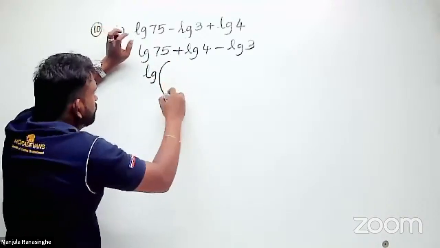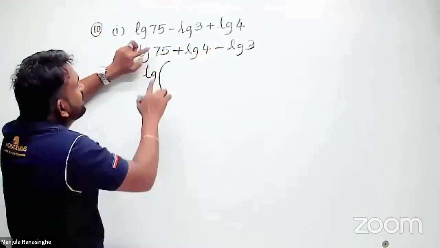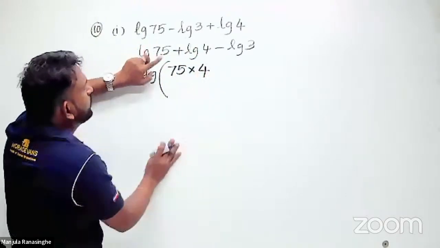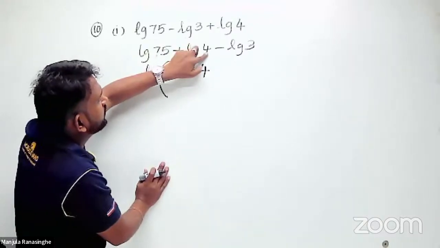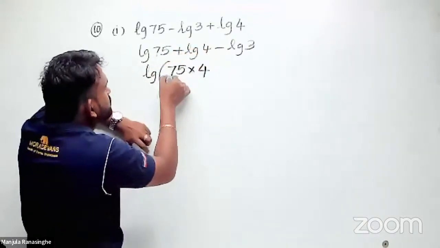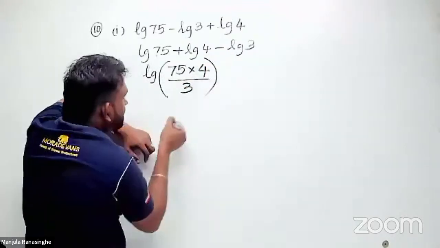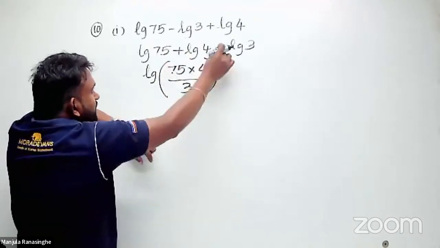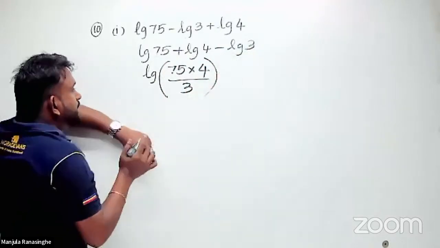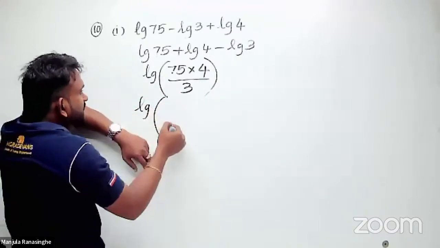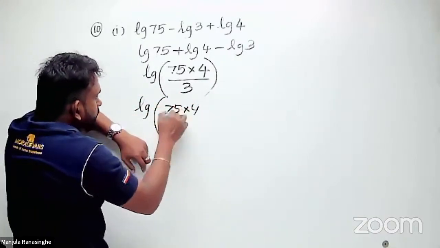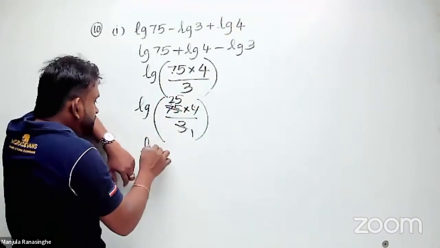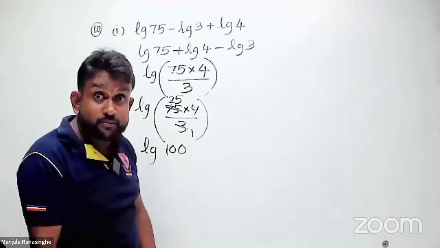Now you know that all are lg to the same base. Then addition of these two, I can multiply the value 75 into 4. Addition is a multiplication and subtraction is a division. Then I write the division by 3 at once. Now I can simplify 75 into 4 upon 3. How? 3 ones are 3, 25. 25 into 4 means 100. lg 100.